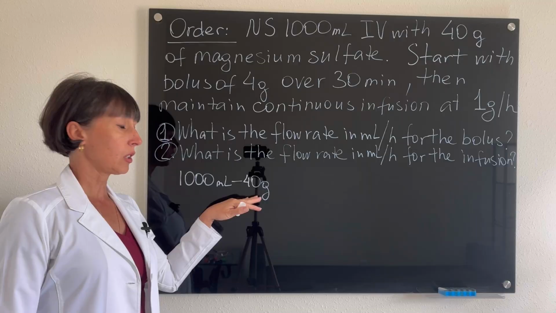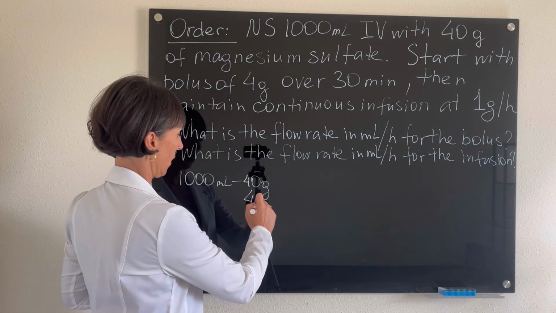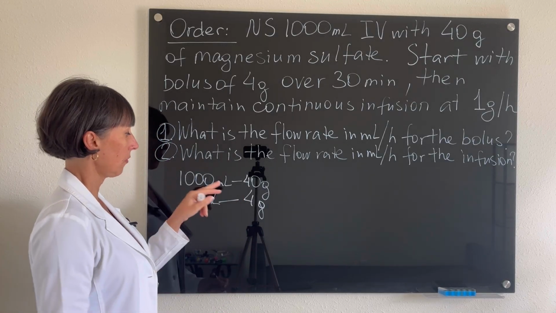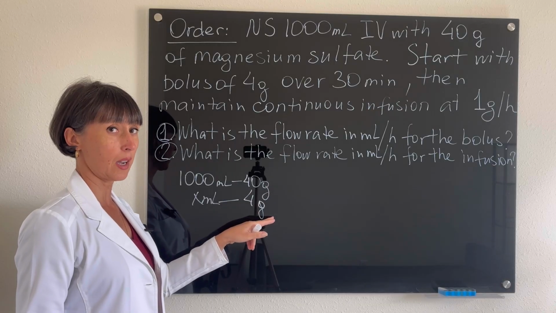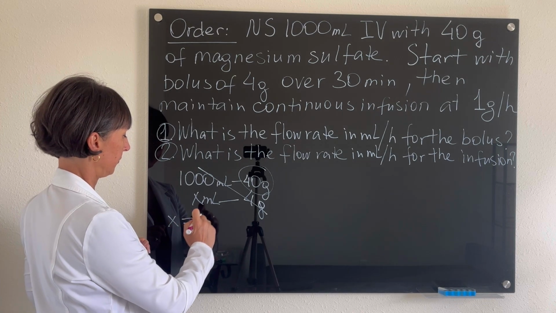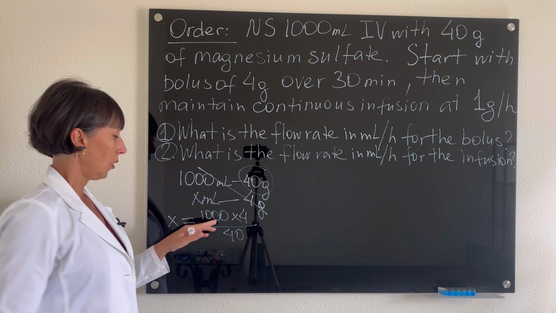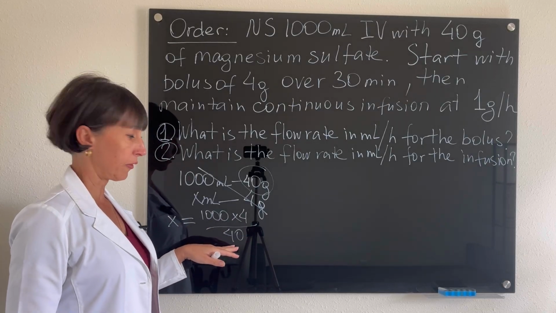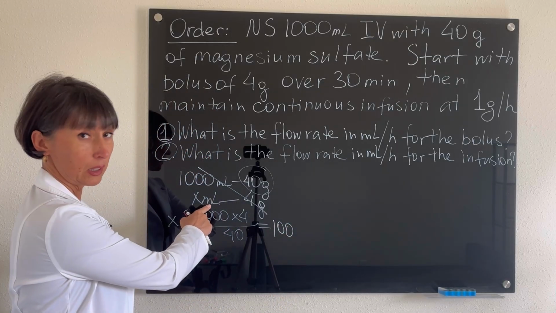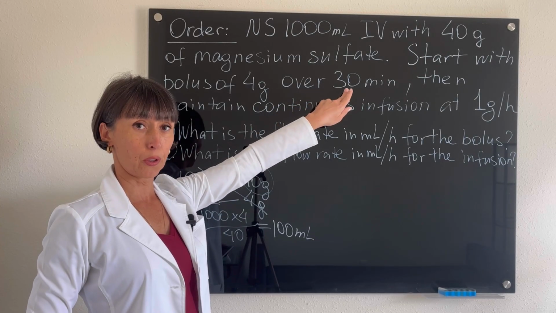So 1,000 milliliters is 40 gram. I need to give 4 gram. How many milliliters is that? Milliliters under milliliters, grams under grams. I'm ready to multiply and I'm ready to divide. 1,000 times 4 divided by 40 equals 100. 100 milliliters I found. That's how many milliliters we'll be infusing over 30 minutes.